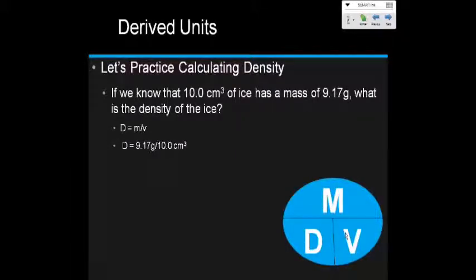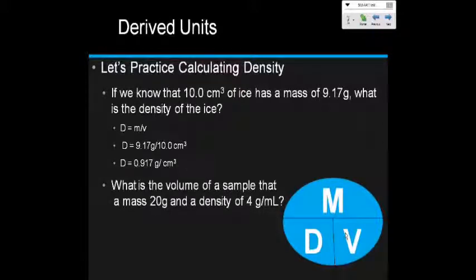So D equals, the mass was 9.17 grams. The volume was 10 centimeters cubed. And we put those over one another because we're going to divide them. Once you divide them, you get that the density equals 0.917 grams per centimeters cubed. If you didn't get that right, make sure you put a little question mark or something next to it so you know to ask me in class.